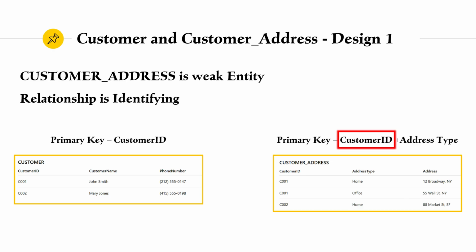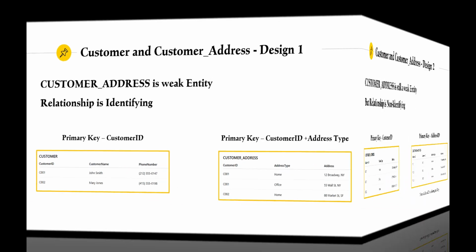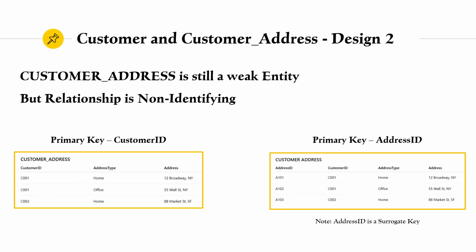However, that is not necessarily the case. During the physical database design process, we may choose to identify each address using a surrogate key, such as address ID. In that design, the customer address table would contain address ID as its primary key and customer ID as just a foreign key. Notice what has happened here. Customer ID is still required to relate the address back to the customer, but it is no longer part of the primary key. As a result, the relationship becomes a non-identifying relationship.